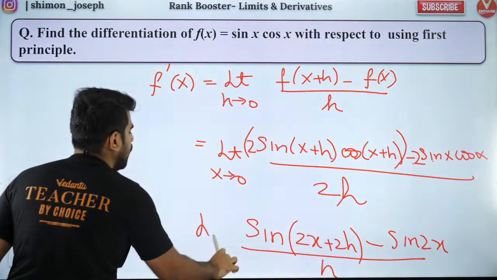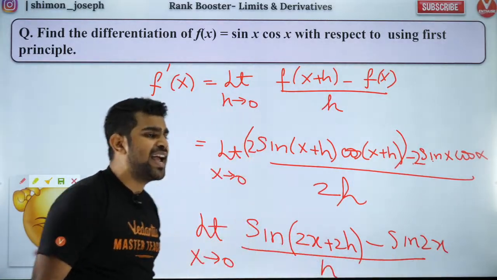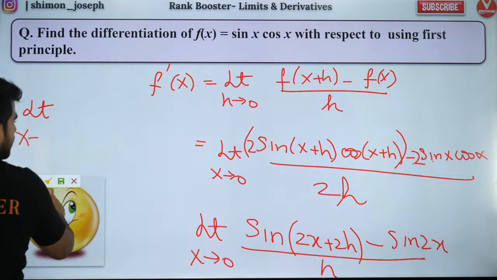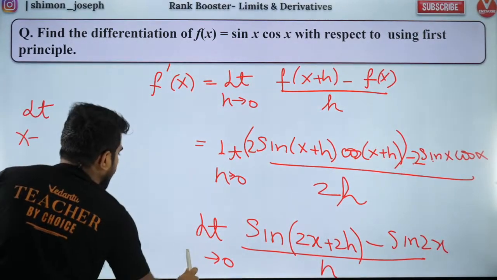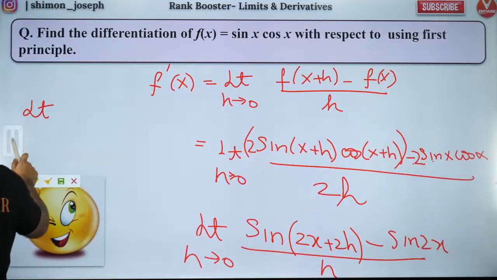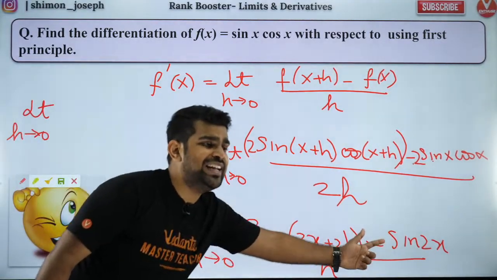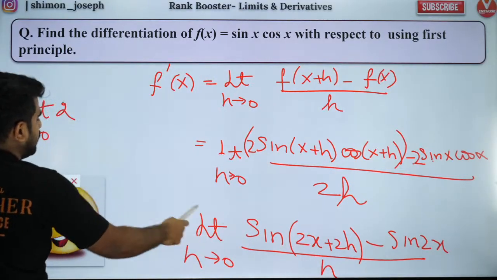Now people, what is sine c minus sine d? Are you guys clear about that formula? Please do not take it lightly. These are all important concepts. You have to know this. So limit h tending to 0, sine c minus sine d is nothing but 2 cos of c plus d by 2.